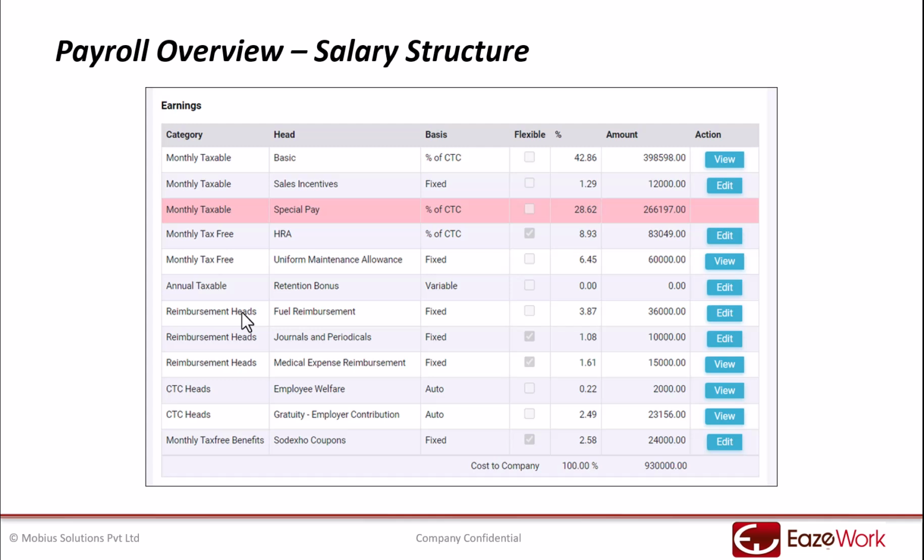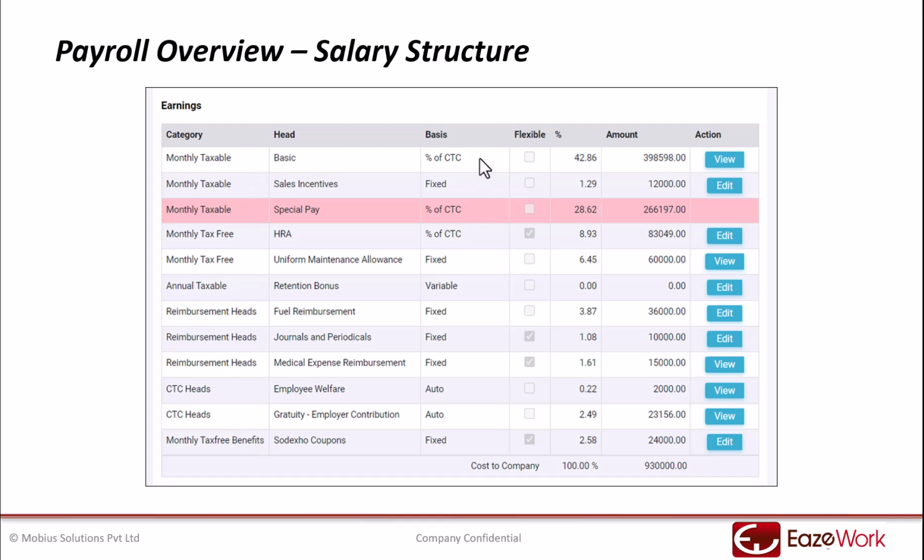Reimbursement heads are a separate category if you are having some components of your salary which are paid to you as reimbursements, like fuel reimbursement, generals and periodicals, which are supported by actual claims, actual invoices. Some companies will have CTC heads like gratuity and PF, employees contribution added in the salary. And you might also have a component which is a non-cash component like a Sodexo or a food coupon, which is under the category of monthly tax-free benefits. So these are the various types of heads you will have in the salary structure.